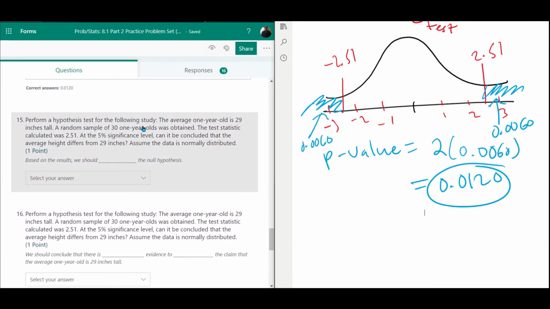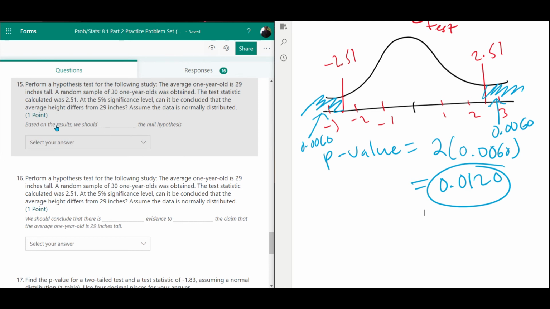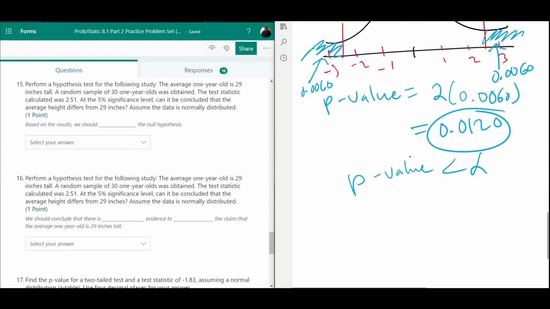Perform a hypothesis test. The same test. Based on the results, what should we conclude? Do we reject or fail to reject? Well, we know the p-value is 0.012. Remember, if the p-value is less than alpha, we reject, or less than or equal to.